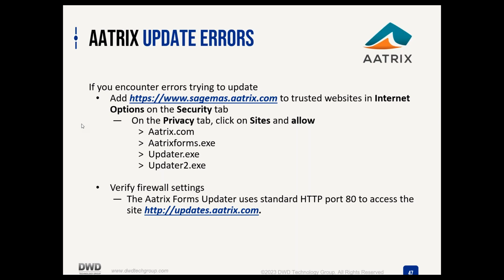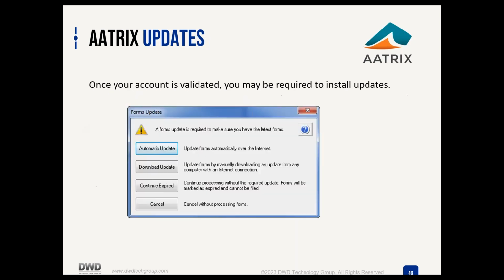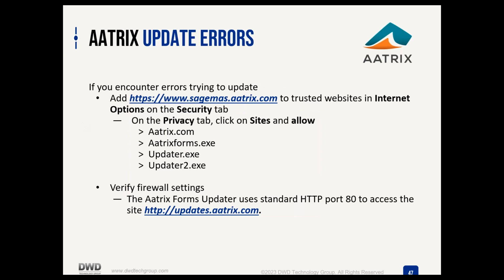If you cannot get the automatic update to work, the one that we just saw, the automatic one that comes when it's offered by the software, there is a manual way to pull down these updates. There is a website, www.sagemass.atrix.com. Make sure that that is allowed as trusted sites. You might need help from your IT people, or DWD can help if we have the permissions to be able to change these settings. Make sure that the following files and executables and sites are allowed through your security tab. And make sure that your company's firewall settings are allowed to communicate with the Atrix servers. All of these things are things that we run into regularly.